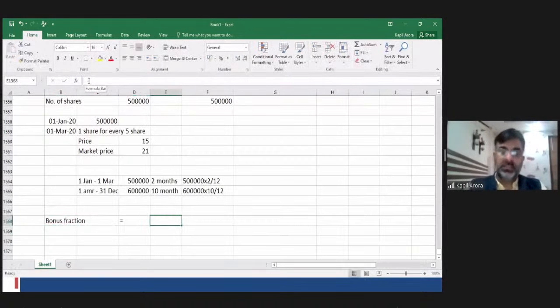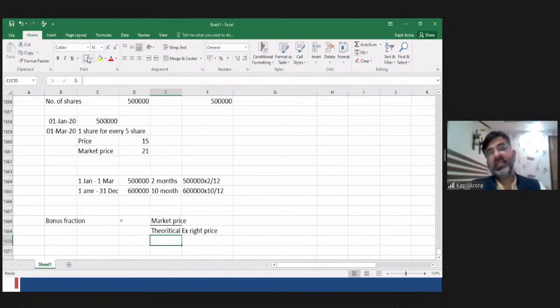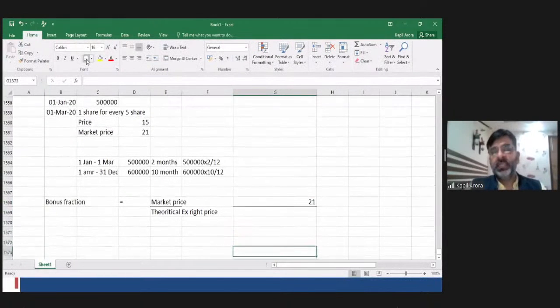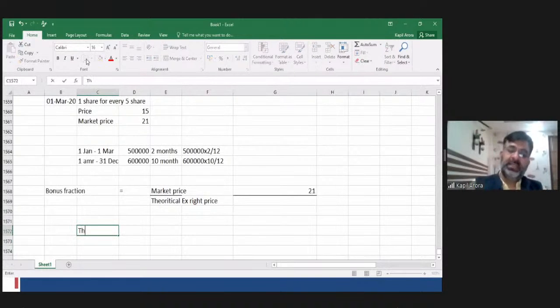The bonus fraction is market price upon theoretical ex-rights price. It means the price derived considering the bonus which is given to the shareholders. So what was the market price? Market price is given as 21. Now we need to find out the theoretical ex-rights price, and there is a formula for theoretical ex-rights price.